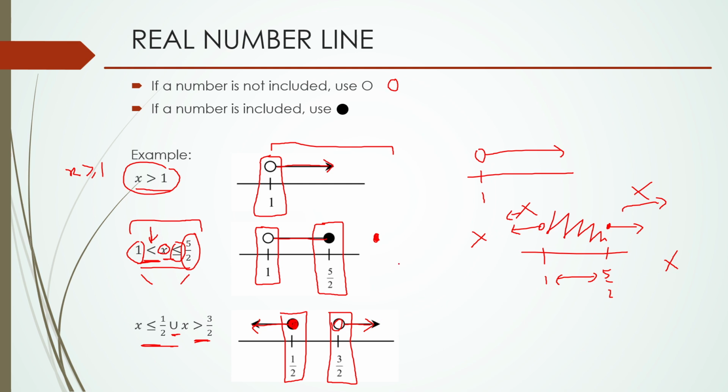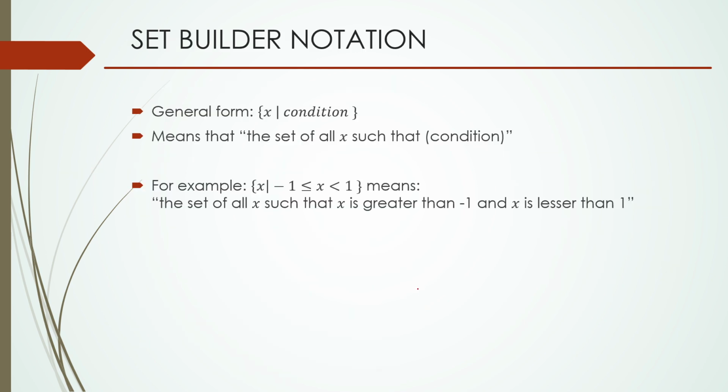See the difference between these two. For this one, the value of x is between 1 and 5 over 2. And for this one, our values of x are actually less than 1 over 2 and also more than 3 over 2. So there are no values of x in between these two values. That's why the arrow is like this.